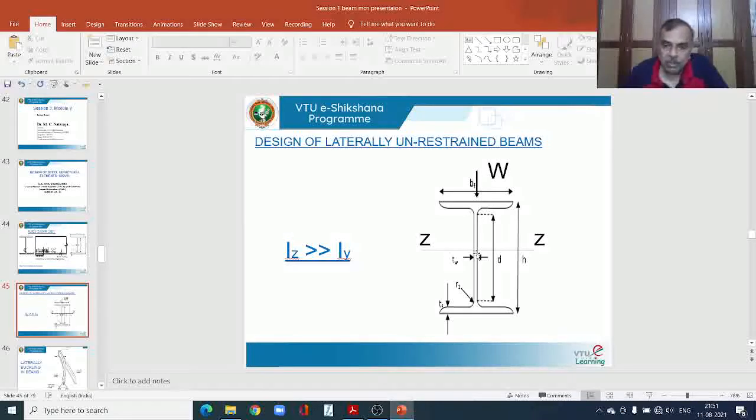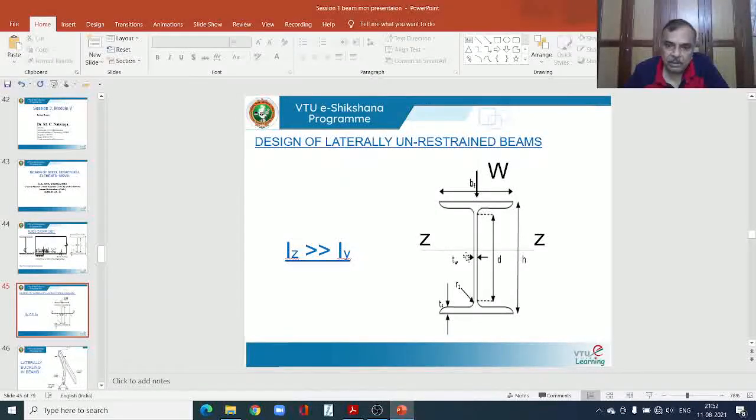As a result of that, if you see the behavior of the compression flange, this is the compression flange where enormous bending stress comes into picture. Because of the susceptibility to bend in the lateral direction, this particular portion undergoes buckling. And that buckling, since it happens in the lateral direction, is what is referred to as lateral buckling. And this lateral buckling is because of the bending effect.